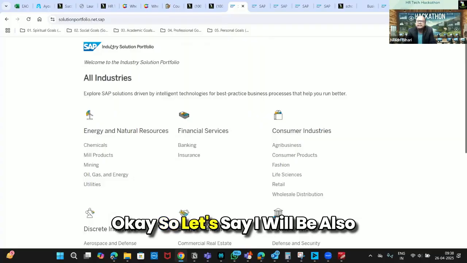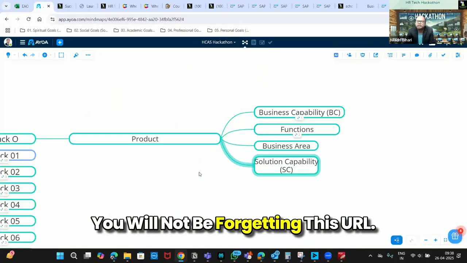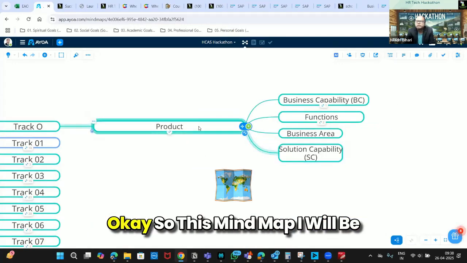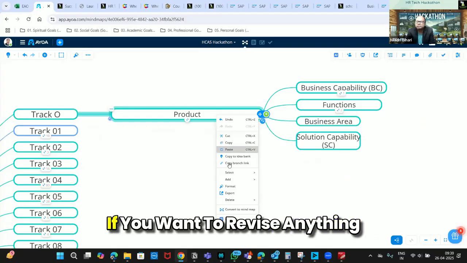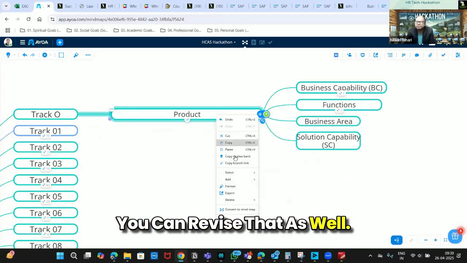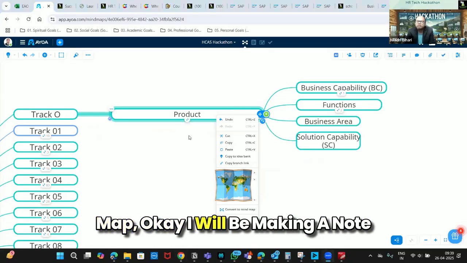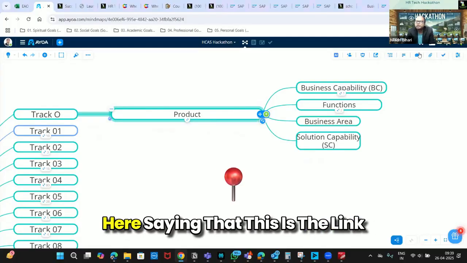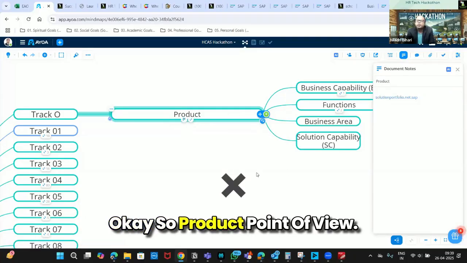I will also be putting this in our mind map so that you will not forget this URL. This mind map I will be sharing with everyone, so that you will be able to summarize. If you want to revise anything, you can revise that as well. I will be making a note here saying this is the link which you can refer to at any point of time.